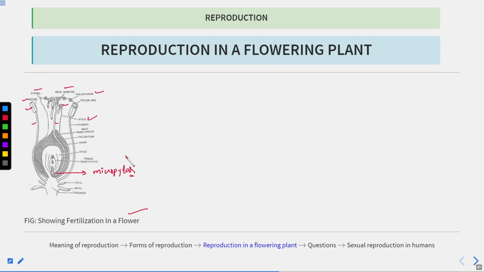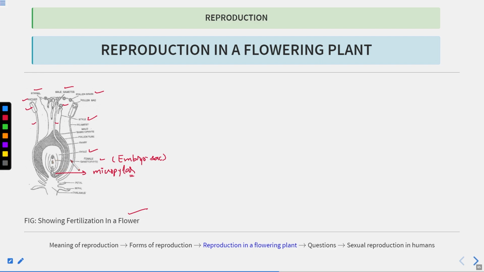Through the micropylar region, the pollen tube will enter into the embryo sac. This is the ovule, which contains the female gametophyte. The female gametophyte is known as the embryo sac.